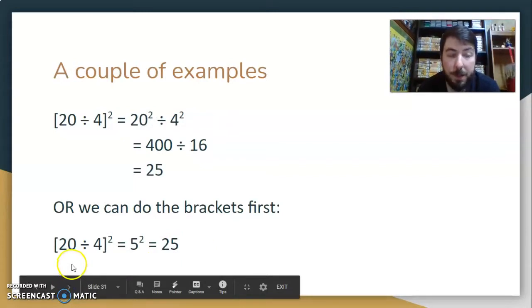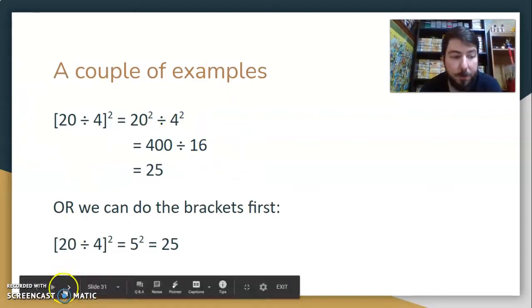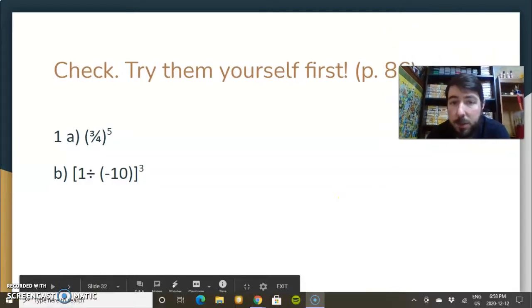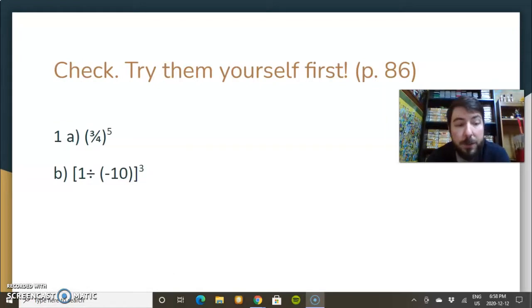Here's another example, sorry. 20 divided by 4 to the power of 2. 20 divided by 4 equals 5. And then 5 to the power of 2 equals 25. Or you can also work it out in the same way as the example above. So try to do these questions yourself first. Again, pause the video and then we'll go over the answers.